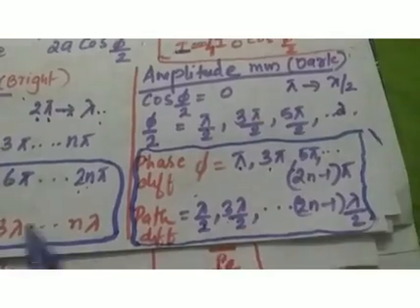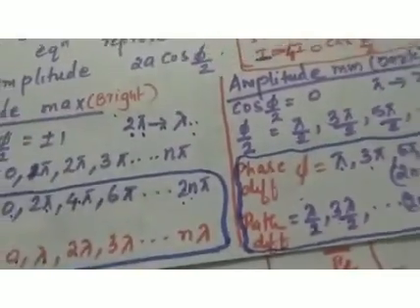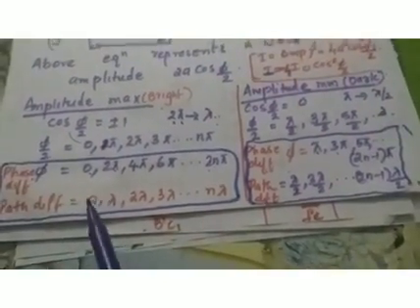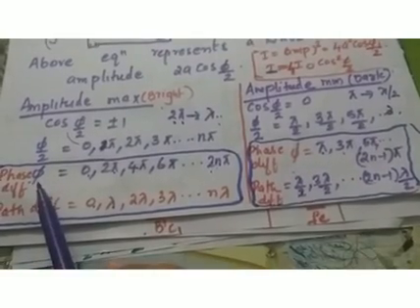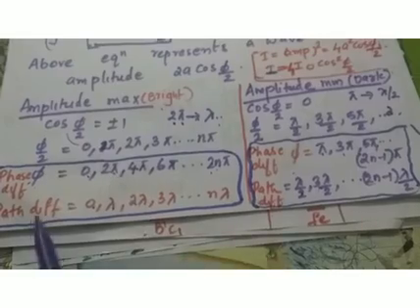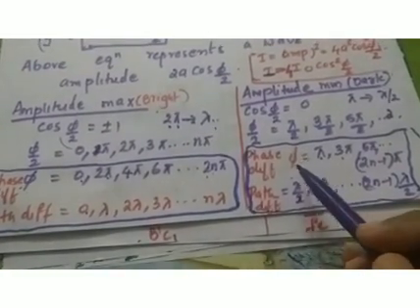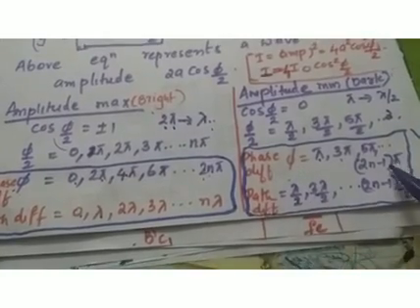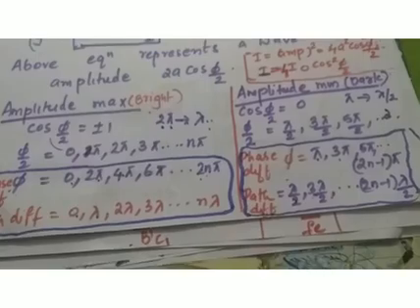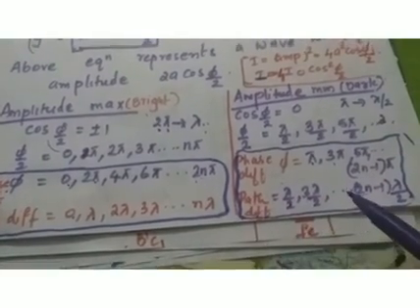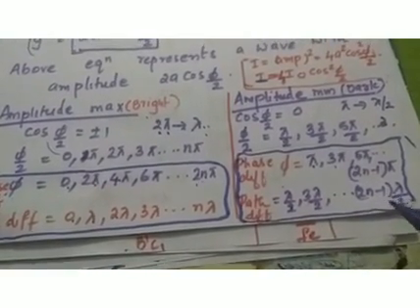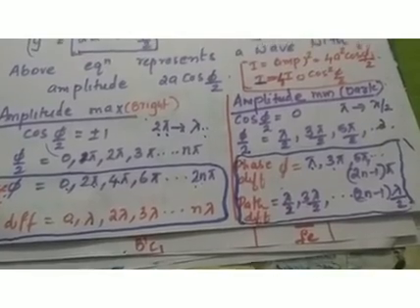Okay, so you must always remember the conditions for brightness and darkness. The condition for brightness is phase difference 2n pi and path difference n lambda, and the condition for darkness is phase difference phi equal to 2n minus 1 into pi and path difference 2n minus 1 into lambda by 2. Okay.